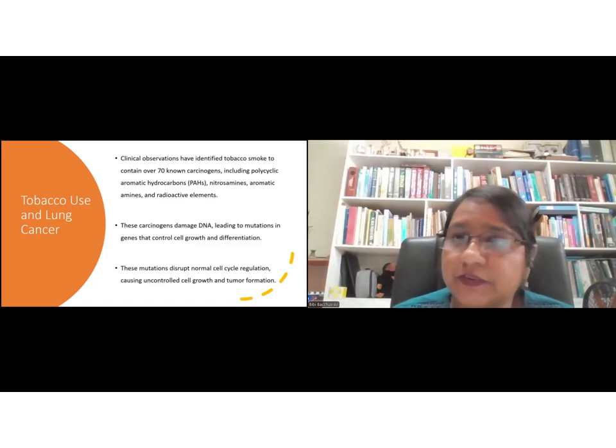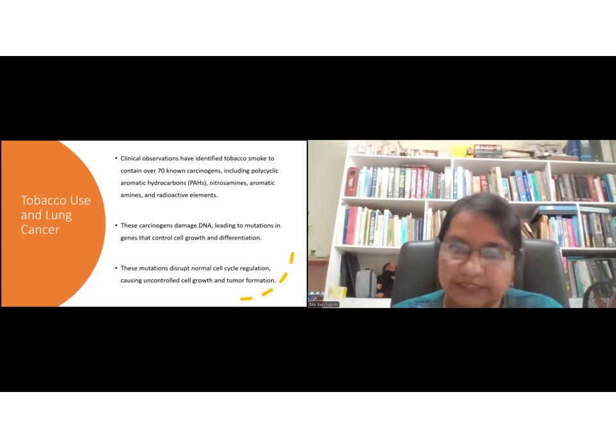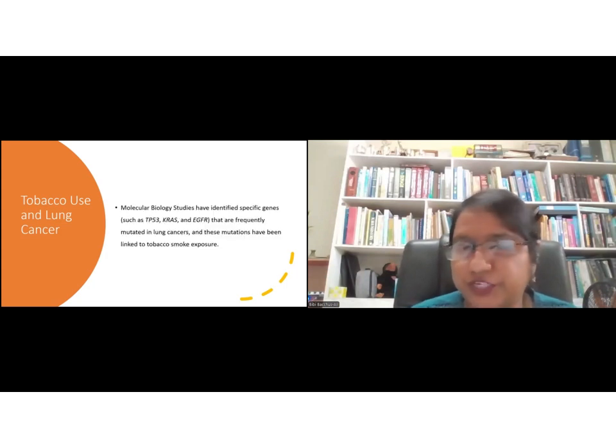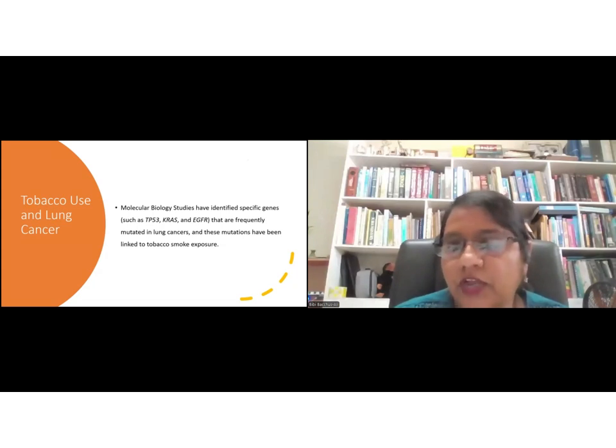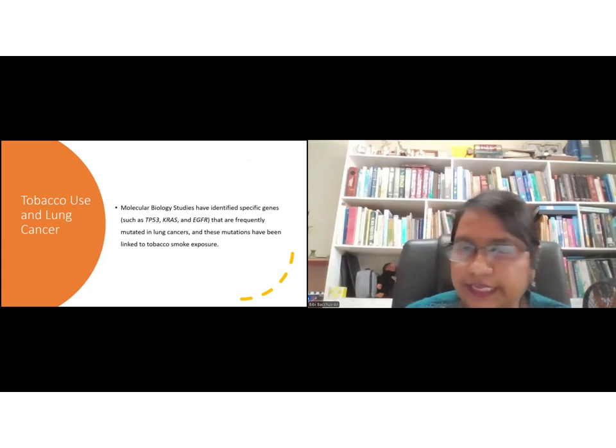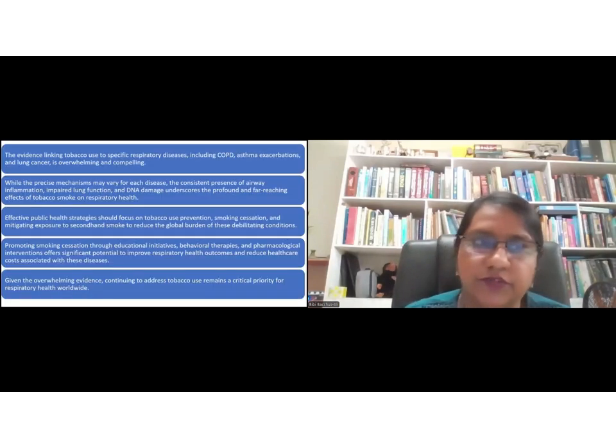Clinical observations have also identified tobacco smoke to contain over 70 known carcinogens. These carcinogens damage DNA, leading to mutations in genes that control cell growth and differentiation. These mutations disrupt the normal cell regulation, causing uncontrolled cell growth and tumor formation. And there are also molecular biology studies, which have identified specific genes that are frequently mutated in lung cancer, and these mutations have been linked as well to tobacco smoke exposure.